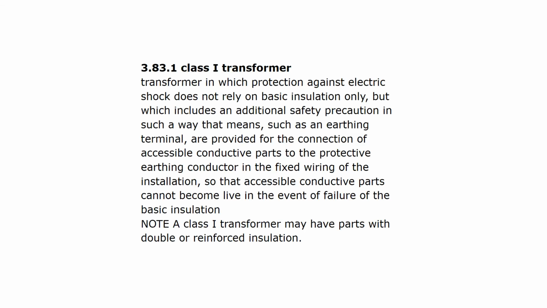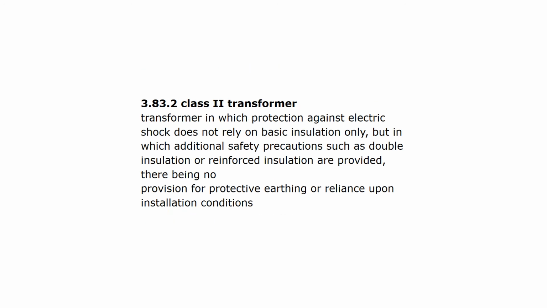Transformers. Class 1 transformer. Transformer in which protection against electric shock does not rely on basic insulation only, but which includes an additional safety precaution in such a way that means, such as an earthing terminal, are provided for the connection of accessible conductive parts to the protective earthing conductor in the fixed wiring of the installation, so that accessible conductive parts cannot become live in the event of failure of the basic insulation. Note, a Class 1 transformer may have parts with double or reinforced insulation. Class 2 transformer. Transformer in which protection against electric shock does not rely on basic insulation only, but in which additional safety precautions such as double insulation or reinforced insulation are provided, there being no provision for protective earthing or reliance upon installation conditions.